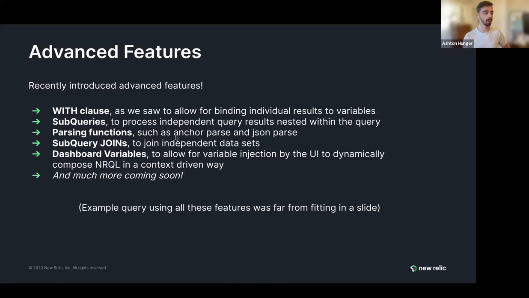Parsing functions, so we saw anchor parse, JSON parse. Subquery joins is one that I did not put in here because a join query doesn't tend to fit in a slide very easily. But join queries allow you to write a subquery and use the column associations to build upon the data that's at rest with data that was computed from a separate query. Subquery joins is particularly where lookup queries come in because you could say, I want to do a lookup table to map entity ID to customer name. And then in your results, you can do a better many to one mapping based on that static data set, things like that.